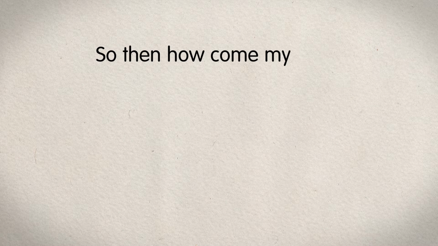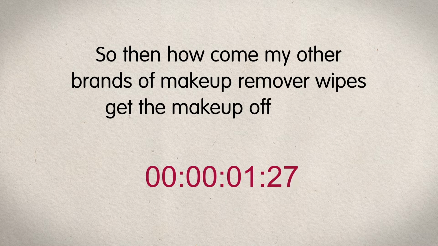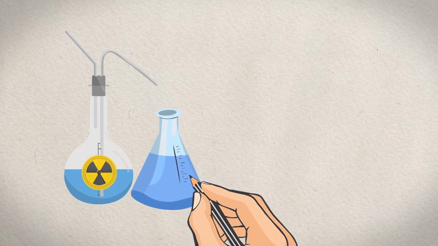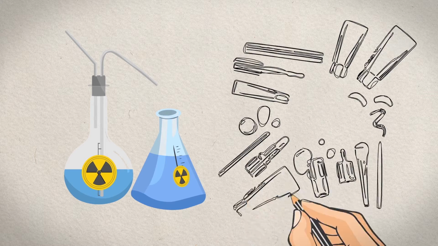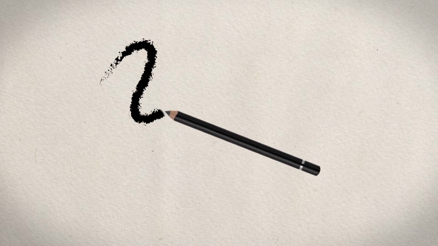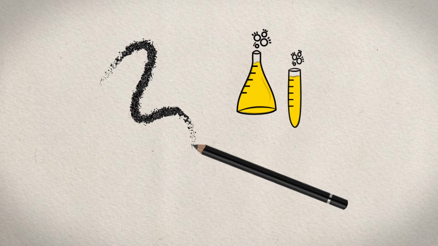So then how come my other brands of makeup remover wipes get the makeup off in like 2.2 seconds? That's also a good question. The reason is because they add some pretty harsh chemicals in there that are known to break down the substances found in waterproof makeup. Makeup is made out of oils and or chemicals that need the same to dissolve it.